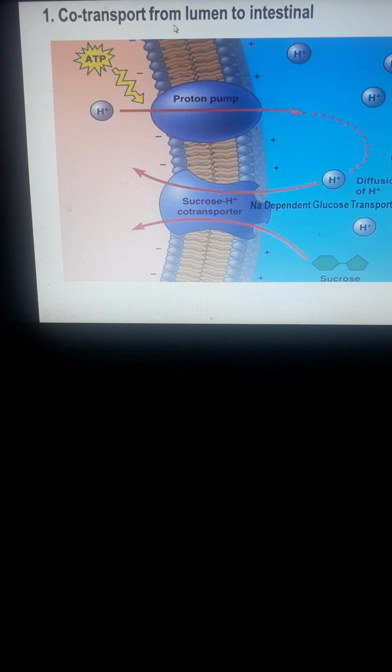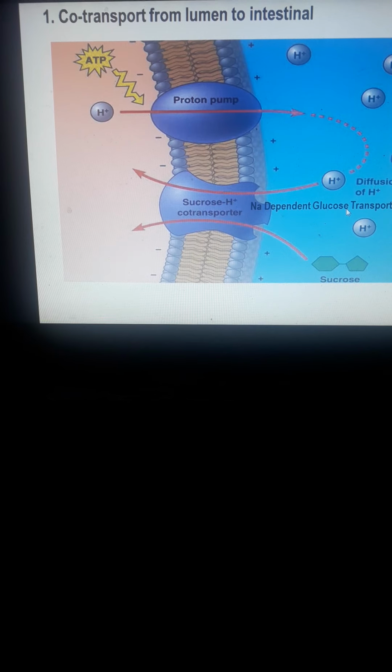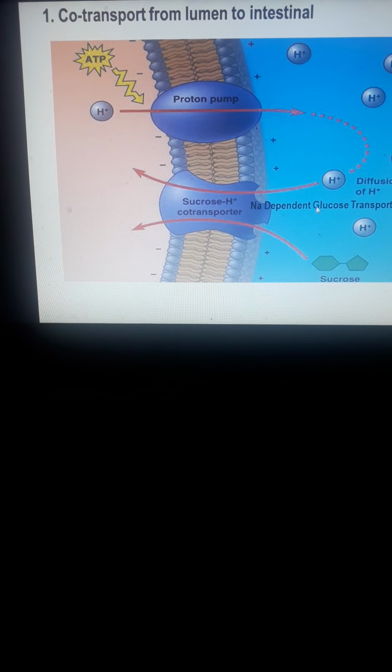Next, for co-transport from the lumen to intestinal cell. Okay, so we have here the hydrogen ion, okay, and sodium glucose transporter. So after the disaccharides are being hydrolyzed, so we have here the glucose, for example, or even the sucrose, right? Before sucrose crosses, usually it needs a transporter. Okay, so this sucrose will be converted to glucose.